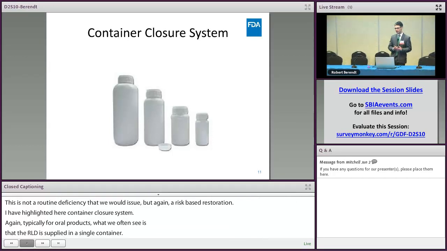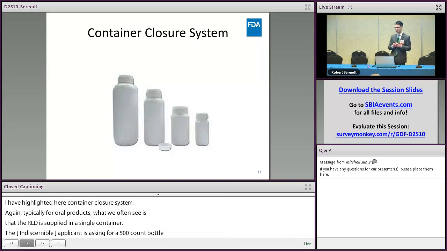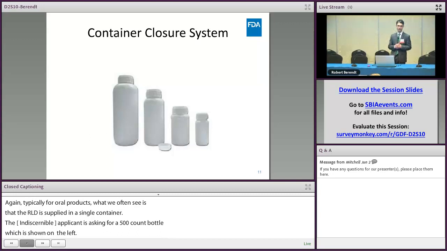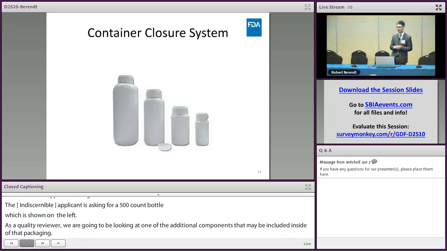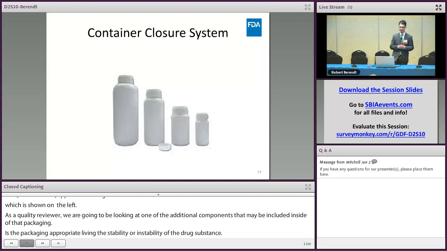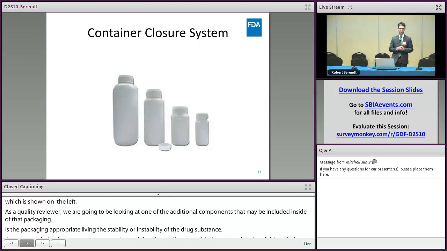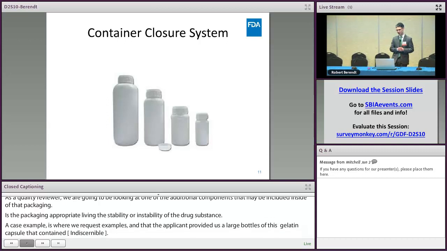As a quality reviewer, we're going to be looking at what is the void volume, what are the additional components that may be included inside of that packaging. Is the packaging appropriate given the intrinsic stability or instability of the drug substance? And a case example I have of this is where we requested samples for an ANDA, and the applicant provided us the large bottles of this gelatin capsule that contained beads. When we received the bottle, we found multiple fragmented capsules inside, and the powder spilled everywhere.